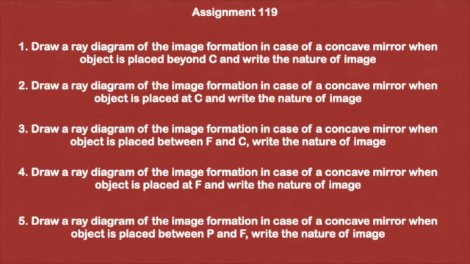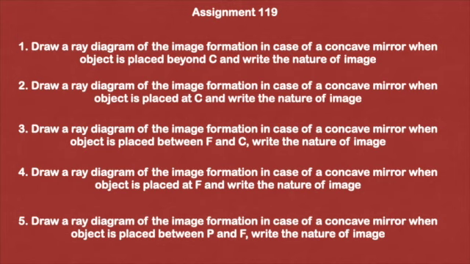Assignment, page 119. First question: Draw a ray diagram of the image formation in the case of a concave mirror when the object is placed beyond C, and write the nature of the image. All the 5 questions are based on the ray diagram only. Second one: Draw a ray diagram of the image formation in the case of a concave mirror when the object is placed at C, and write the nature of the image. Third one: Draw a ray diagram of the image formation in the case of a concave mirror when the object is placed between F and C. Write the nature of the image.